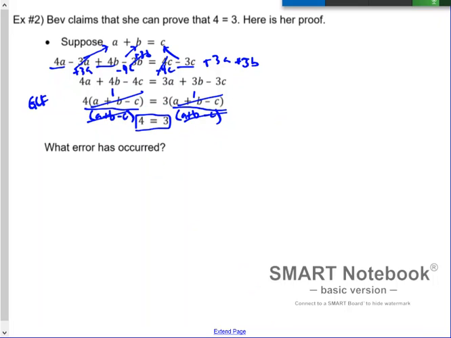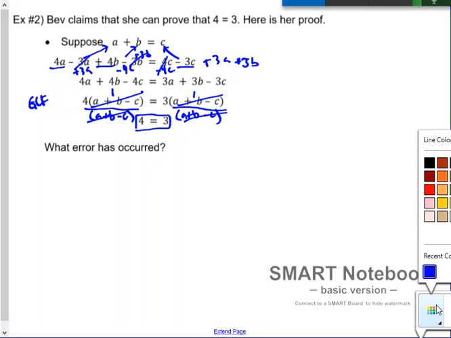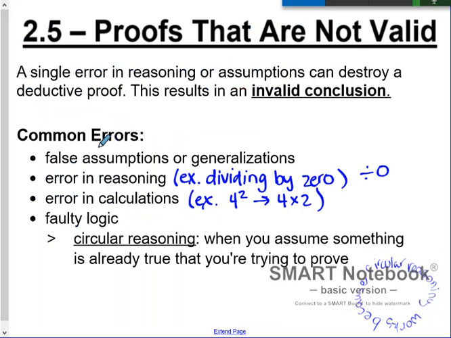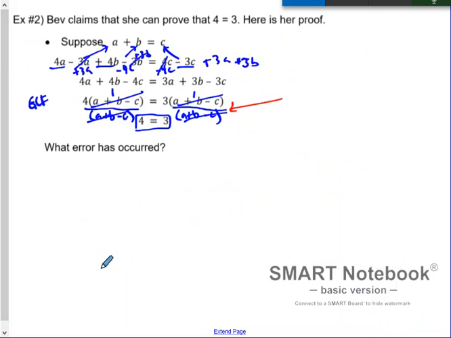Now, our problem is kind of hard to see because it's hidden a little bit in some mathematical operations, but it is this step right here. One of our common errors is dividing by 0. If I take a closer look at this last step, I have A plus B minus C divided by A plus B minus C. Now, if I go back up to my original premise, it's A plus B equals C. So this is one thing that I am saying is true.